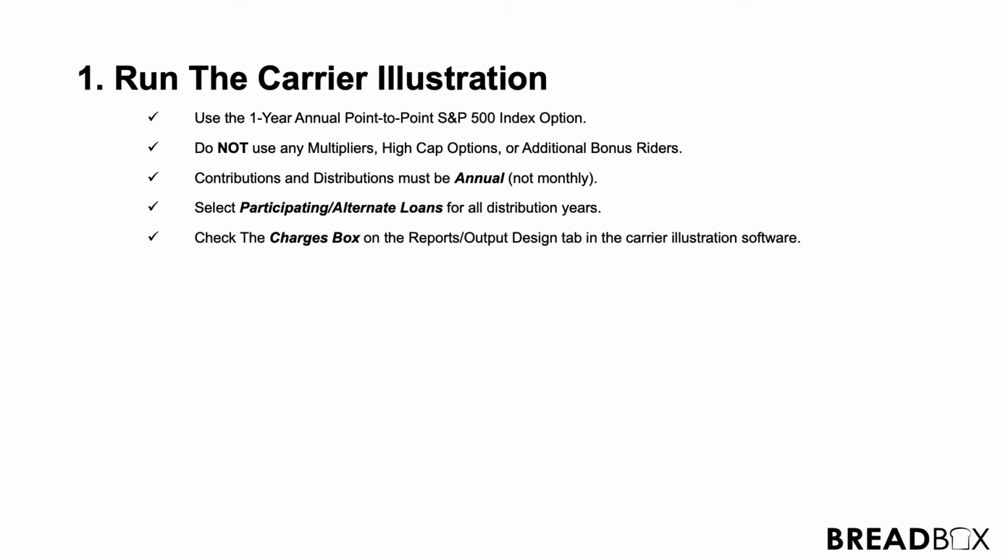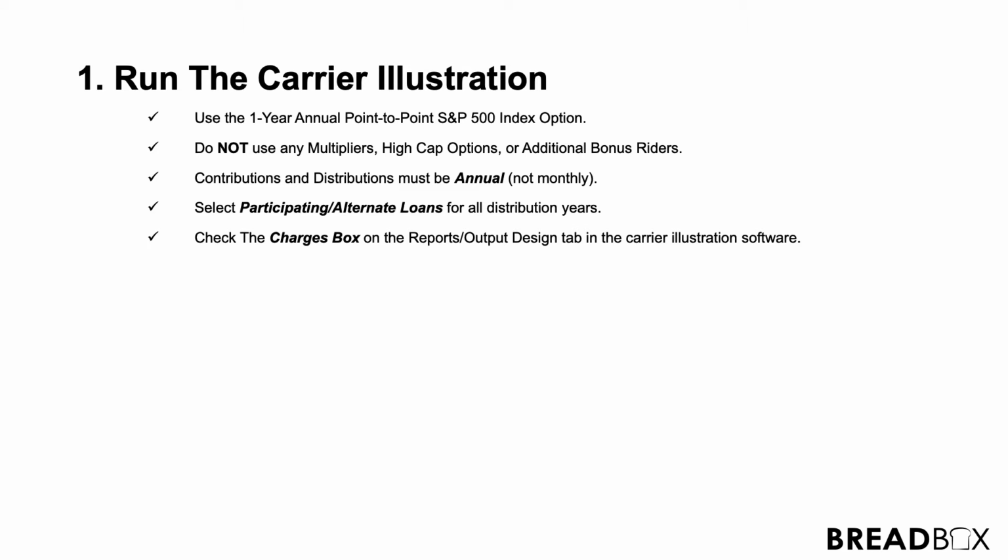Okay, this next parameter you're probably not used to. Maybe you are, but a lot of agents are not. And that is you're going to check the charges box on the reports/output design tab in the carrier illustration software. Now, the reason we want you to check that box is we want to be able to see all of the different standard policy charges. Again, these would not include things like multiplier charges or high cap option charges or additional bonus rider charges. We do not want to include any of those in this particular illustration design, but we do want to see the raw standard policy charges.